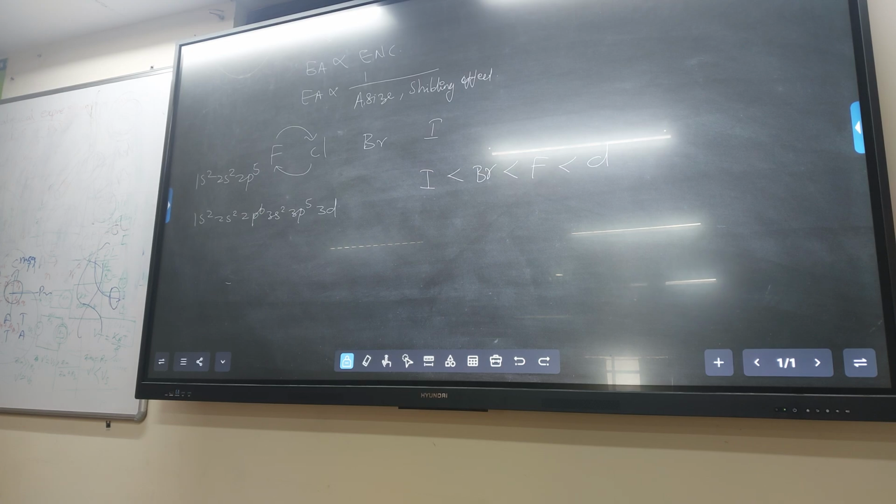Because here there is a p5 configuration. If you add an electron to this p5, there is no empty orbital, and already 5 electrons are there. You have to add one electron to the 4, so electron repulsion is already there. But with p3, adding an electron to the p orbital is easier.